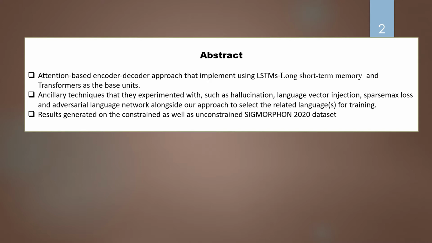So in this paper they have included in this abstract an attention-based encoder-decoder approach implemented using LSTM, which stands for long short-term memory, and transformers as the base units. Ancillary techniques that they experiment with include hallucination, language vector injection, sparsemax loss, and the adversarial language network, alongside their approach to select related languages for training. Then the results they generated were in the constrained as well as unconstrained settings with the help of the SIGMORPHON 2020 dataset.